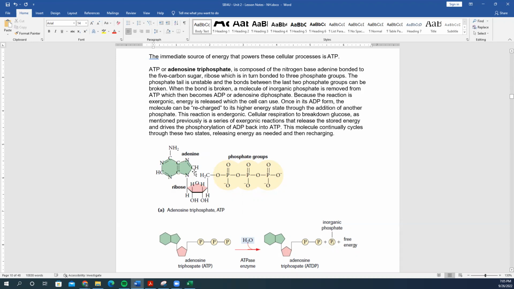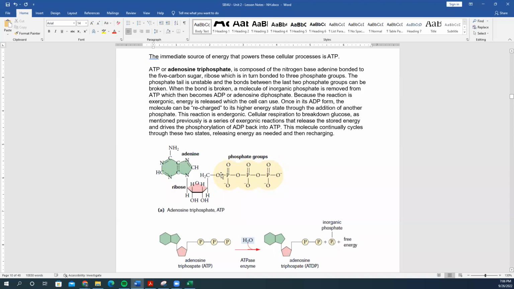And it is bound to a 5-carbon sugar right here, the ribose sugar. And it has 5 carbons if we count the corners, 1, 2, 3, 4, 5. It's a 5-carbon ring. It's a 5-carbon sugar called ribose. And this in turn is bound to 3 phosphate groups. Each one of these is a phosphate group. So 1, 2, and 3, triphosphate, adenosine triphosphate.